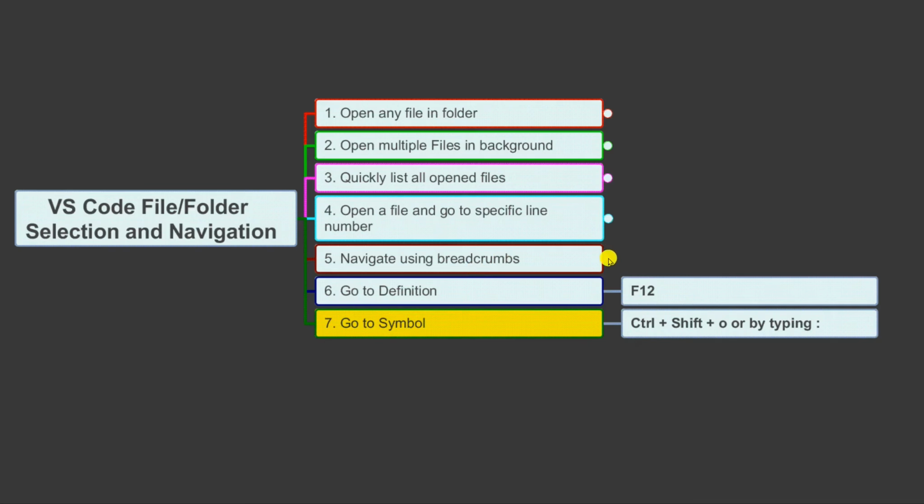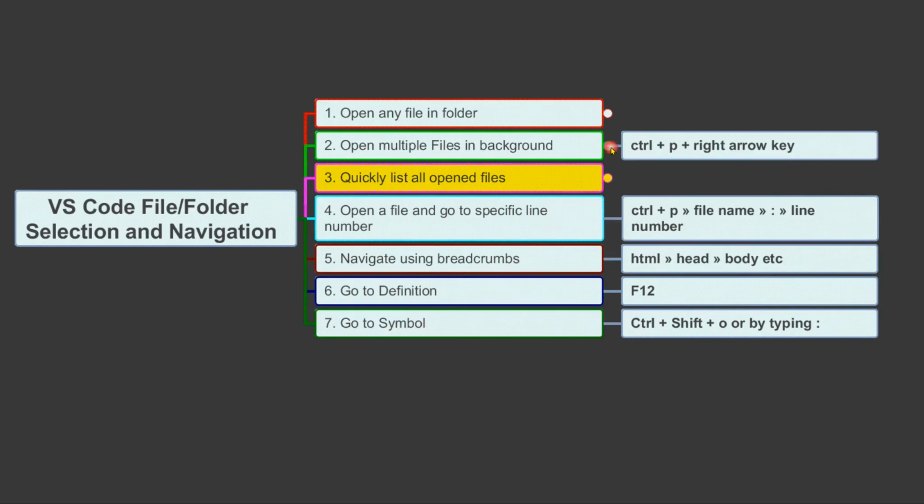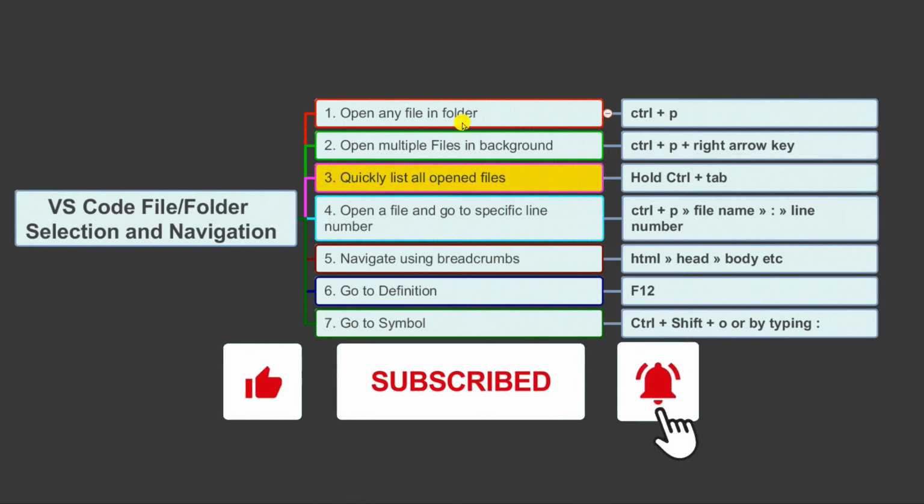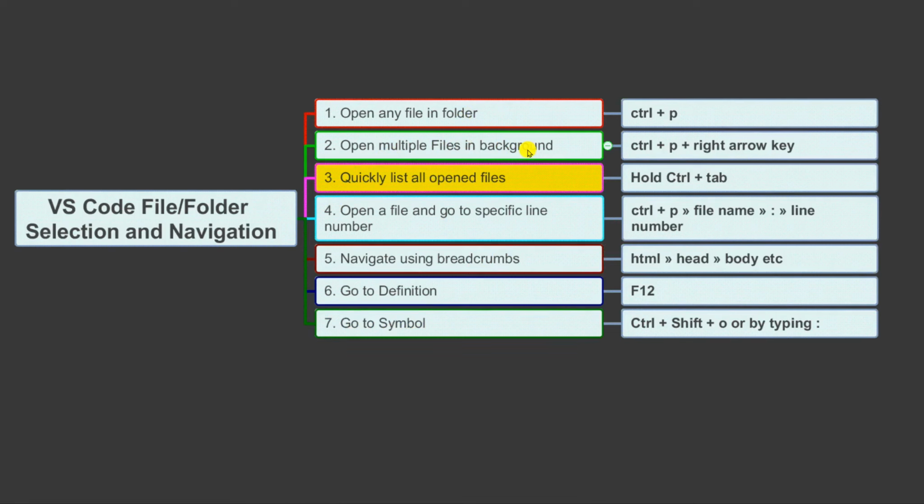And so we looked into many different tips and tricks regarding file navigation. We just learned how to open a file, how to open multiple files, how to quickly navigate between the open files. We also learned how we can open the file as well as go to a specific line number. We learned how to use breadcrumbs. We also learned how to go to a particular definition of a function, and then we also learned how to navigate using different symbols in the file.